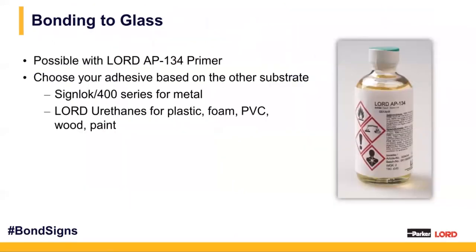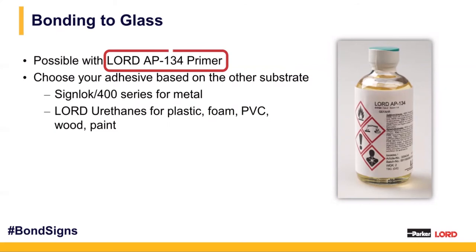Every so often, we run into an application that involves bonding to glass, and this is possible, but what you have to do is use a primer. For glass bonding applications, whether you're bonding glass to glass or glass to aluminum, you'll need to use this primer here, which is the AP134. This can be sprayed, dipped, or brushed on. It just depends on your preference.